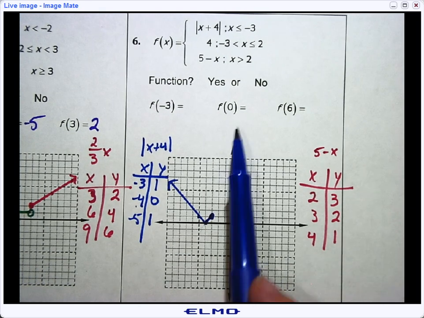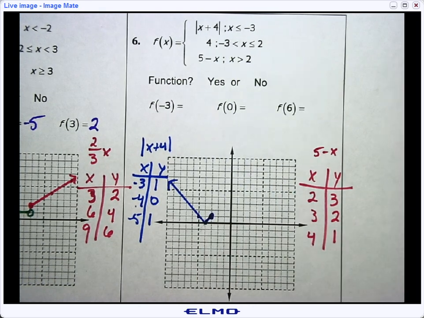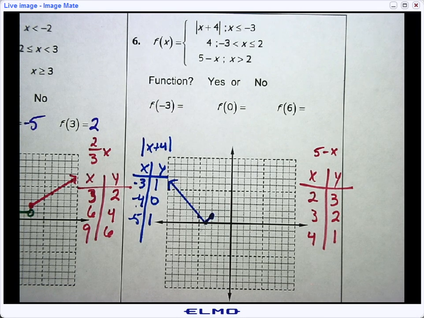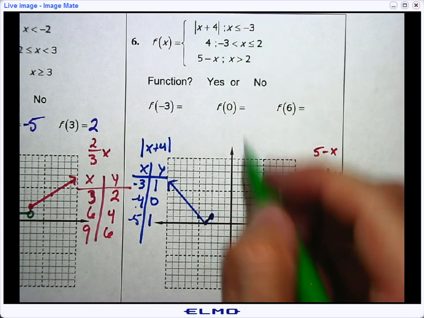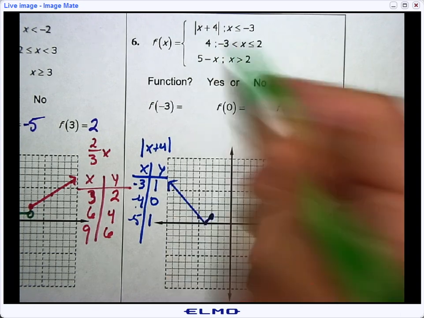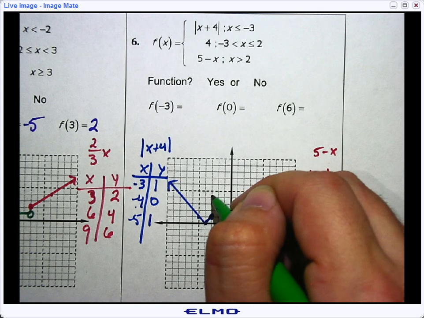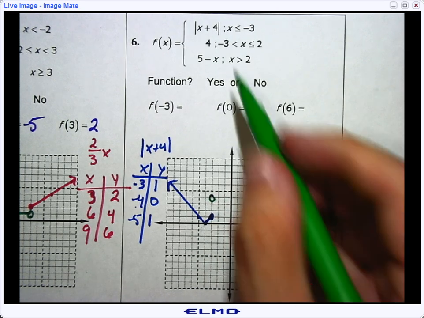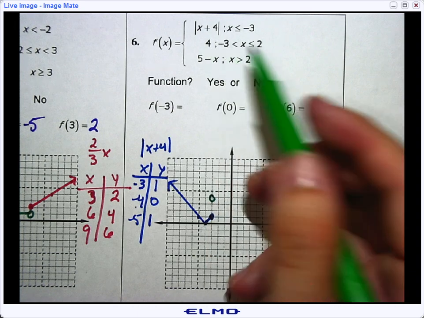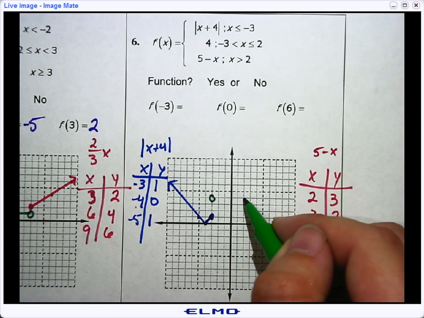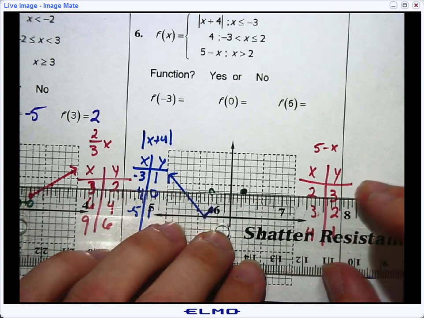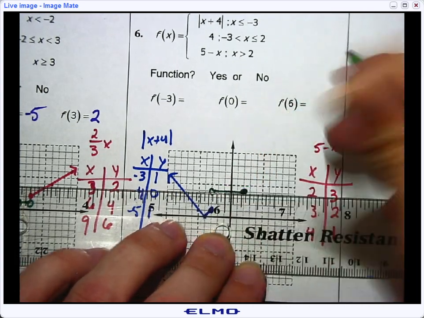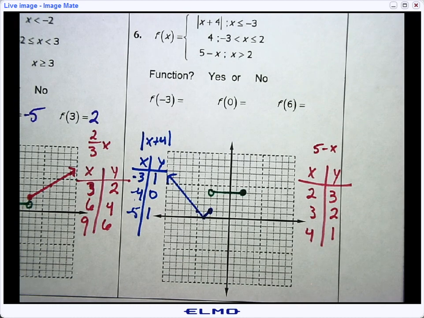All right, for the middle part between -3 and 2, notice that at -3, the inequality is not underlined, so I want to have an open circle at -3, 4. So -3, 4, open circle. And then at 2, 4, I would have a closed circle. And that's just going to make your straight line.